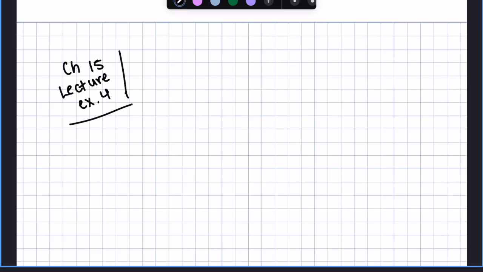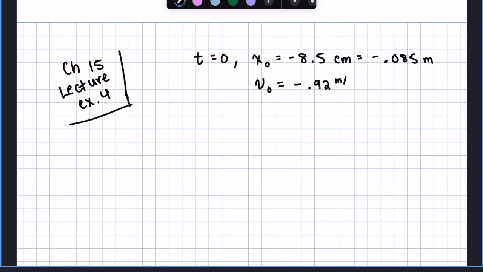Okay, so this is chapter 15, lecture, example 4. For this one, we were given at t equals 0 that our x position is negative 8.5 centimeters. So we can get that into meters. We know the velocity at that time is negative 0.92 meters per second, and we know the acceleration at that time is 47 meters per second squared.